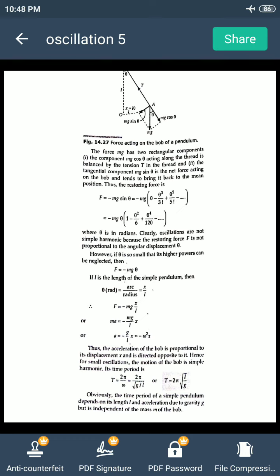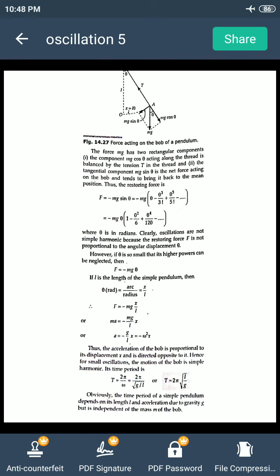Now if we want to find the time period, T equals 2 pi by omega. In place of omega we can write root under g by L. So T equals 2 pi root under L by g. We studied this formula in class 9, but how it can be derived we did not know. So T equals 2 pi root under L by g. This is the time period of a simple pendulum. Everybody knows it, but how can we derive it? Like this way.